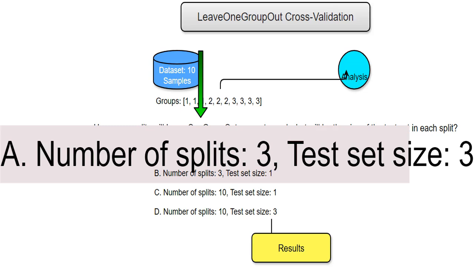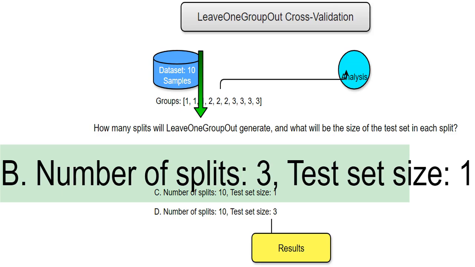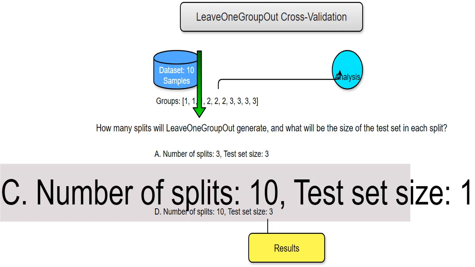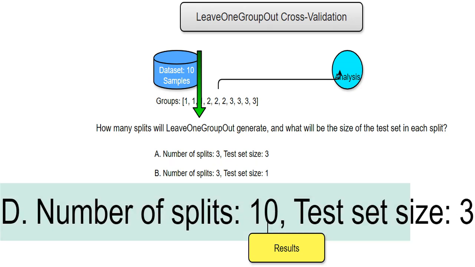This option suggests 3 splits, with each test set containing 3 samples. This option also proposes 3 splits but claims each test set only has 1 sample. Here, I see 10 splits, each with 1 sample in the test set. This would mean leaving out 1 sample at a time. 10 splits are suggested here, with 3 samples in each test set.